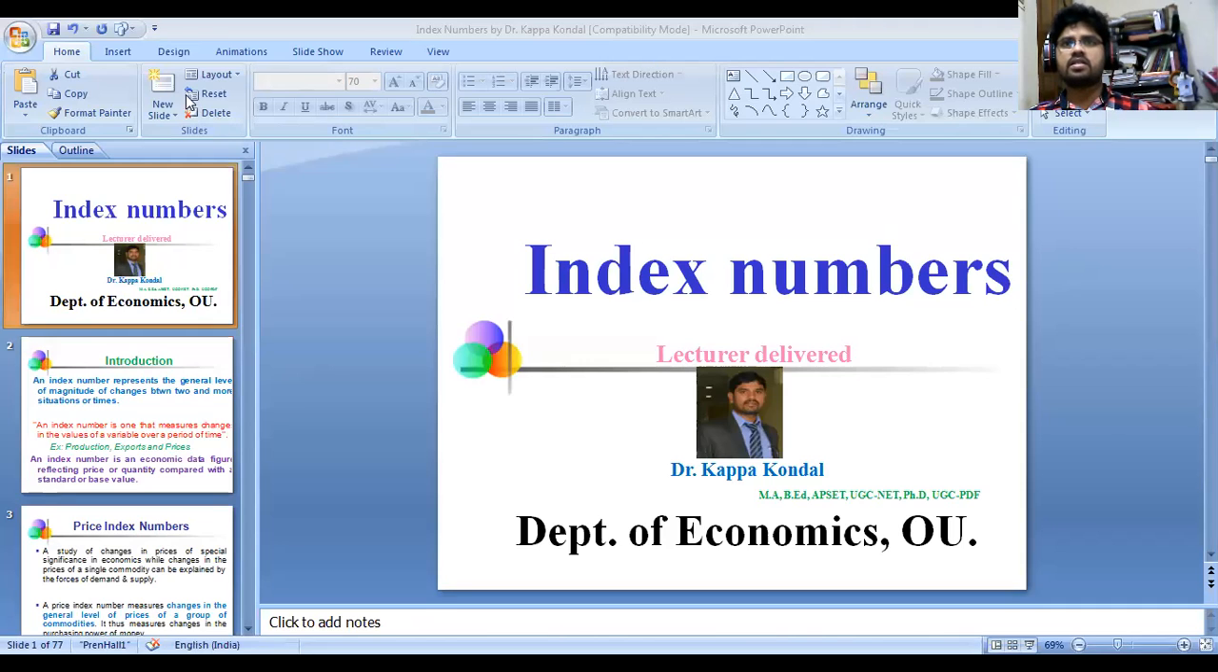So today we will discuss a topic: index numbers. Within index numbers, last day we discussed what is meant by index number and what the types of index numbers are. Within the types, we discussed unweighted index numbers, which include the simple aggregate method and the relative aggregate method. So today we'll go through that.